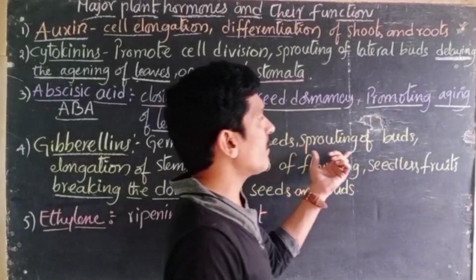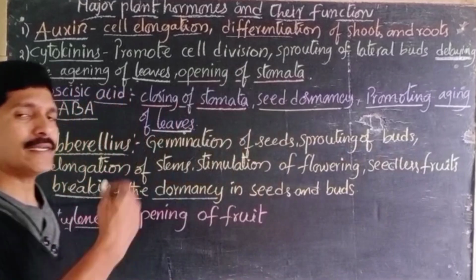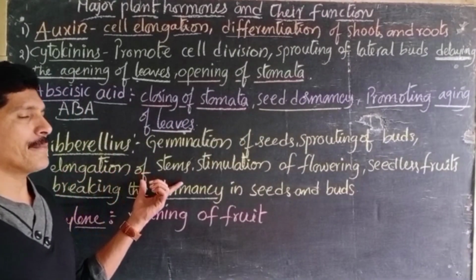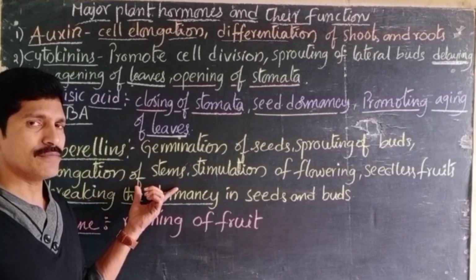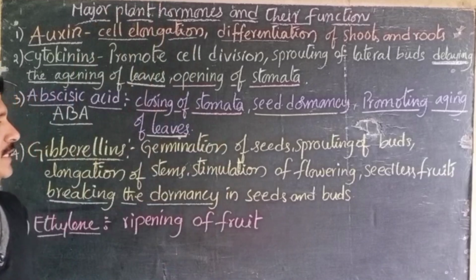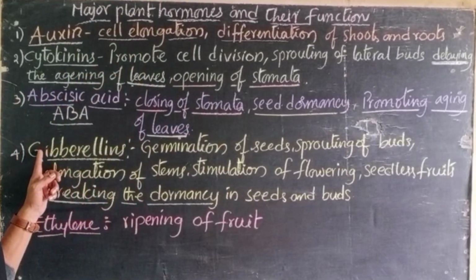And sprouting of buds, and lateral growth of the plants itself. Later, elongation of stem. Generally the plants are growing in the erect position towards the sunlight. That elongation, the increase in the size of the stem, is under the control of gibberellins.